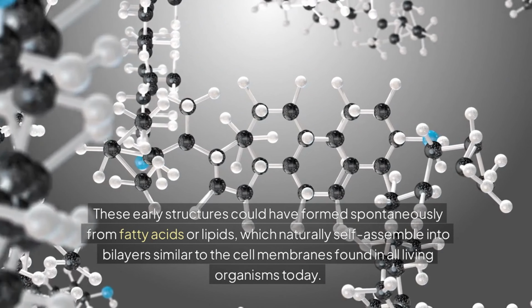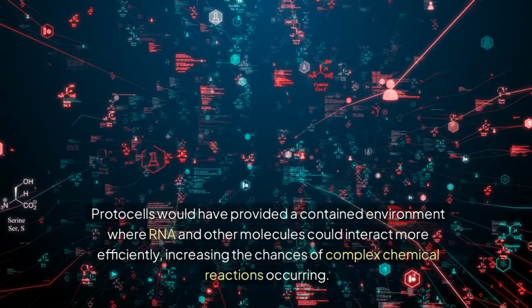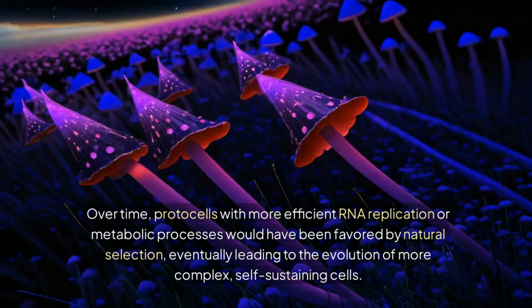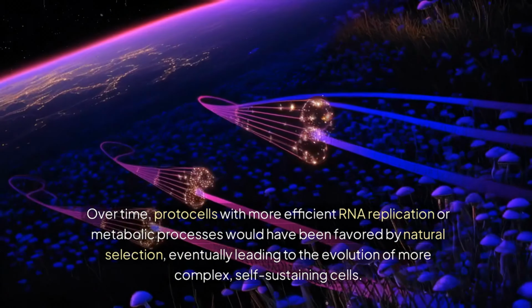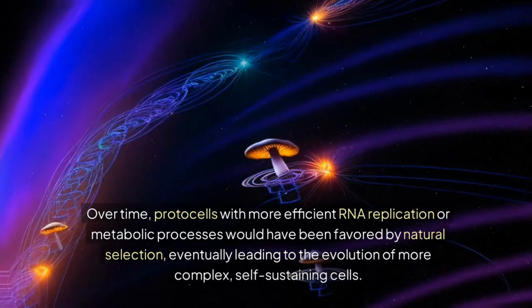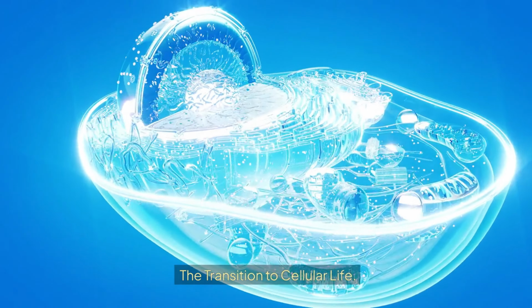Protocells would have provided a contained environment where RNA and other molecules could interact more efficiently, increasing the chances of complex chemical reactions occurring. Over time, protocells with more efficient RNA replication or metabolic processes would have been favored by natural selection, eventually leading to the evolution of more complex, self-sustaining cells. The transition to cellular life.